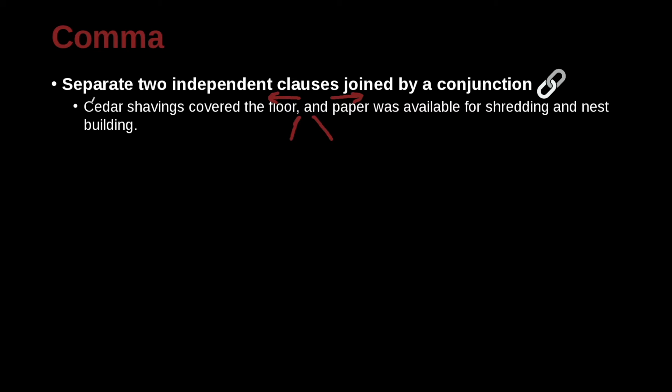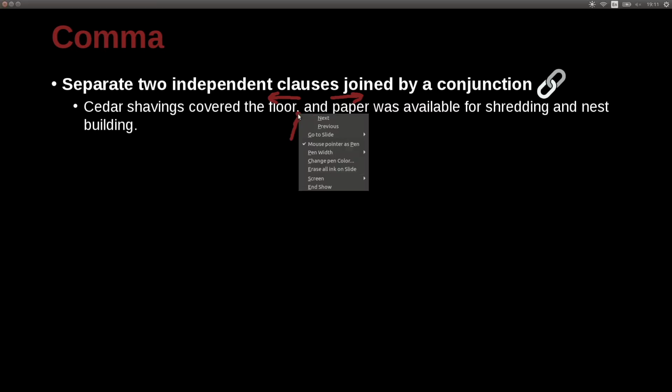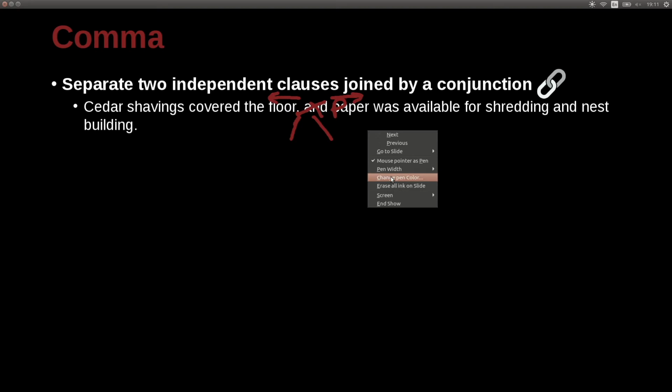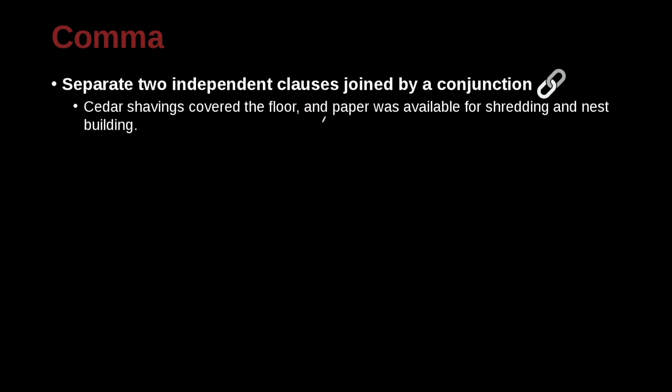So, if I just read the first part, cedar shavings covered the floor. Is that a sentence? Yes, that is a sentence. I could put a period here. I could just stop. I could begin a new sentence here, capital P. Paper was available for shredding and nest building. Is that a sentence? Yes, that is a sentence. So this could be two sentences. If you have two independent clauses, then the way to bring them together is not just a comma, but a comma and a conjunction. You need both.